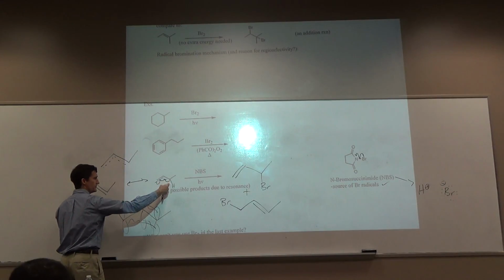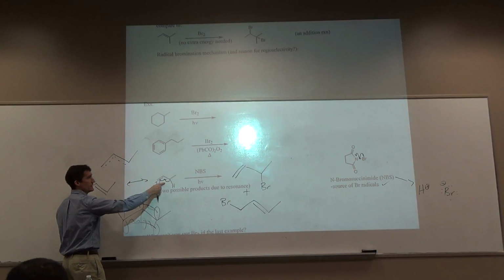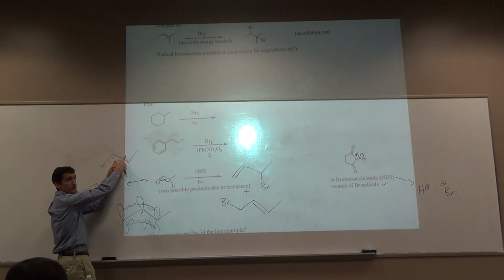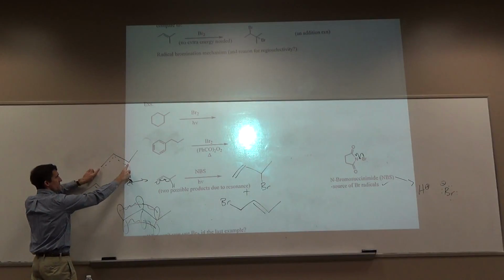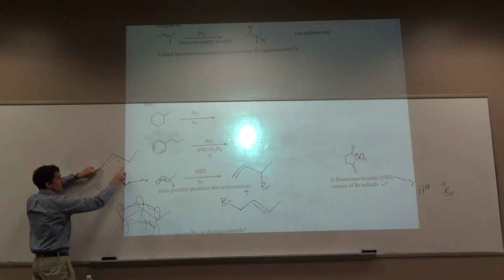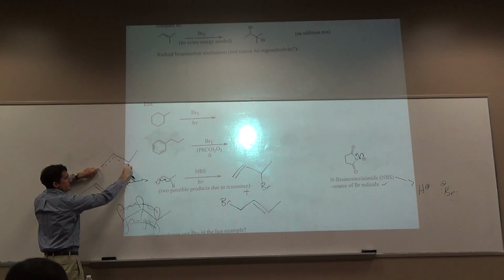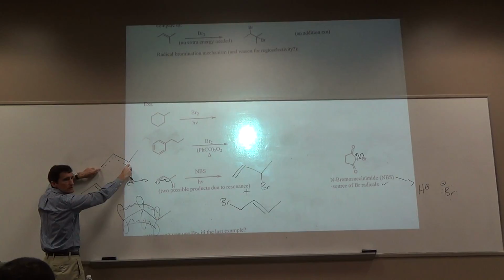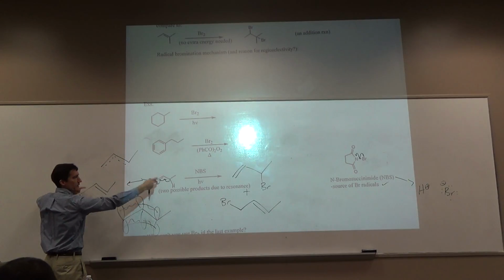Now we say this could capture, this could capture. Really, these are fake. This is what captures. But see, the radical character is on both carbons. It's not just sitting there, and it's not just sitting here. But either can capture the bromine radical. Again, we show this with the fake resonance structures.